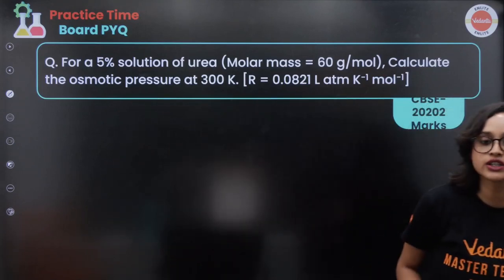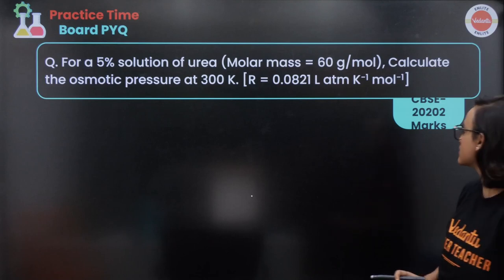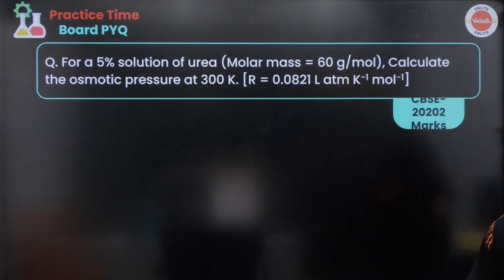Now, you have a question which says that for a 5% solution, where is my cursor? One second here. Yes, here I go. Found it.